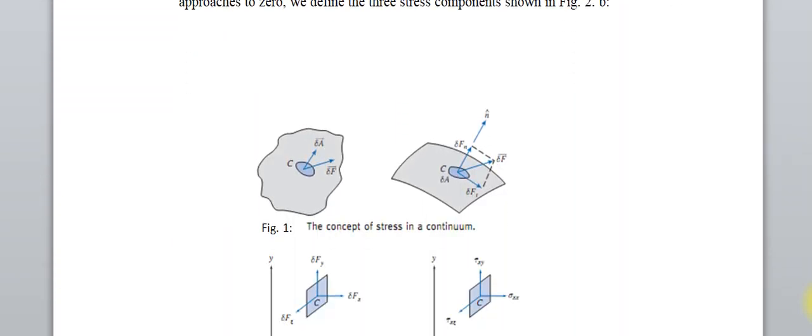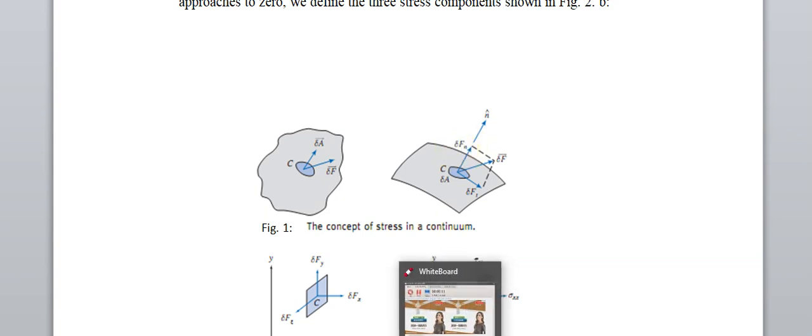Let me first discuss this figure. This is a point C, and we have considered a small area del A, and a very small force del F is applied on this area. Now we have resolved this del F into a component normal to this area and one tangential to the area. We denote the tangential by del F T, and this is del F N.